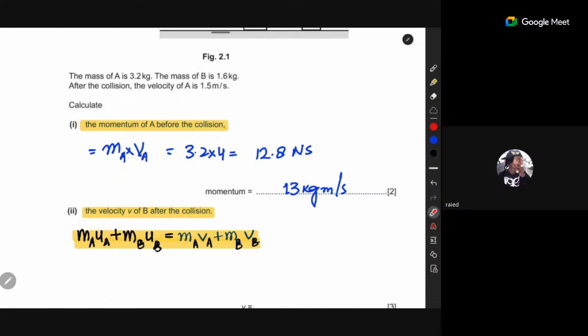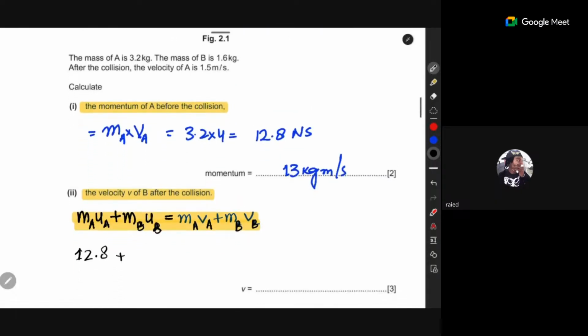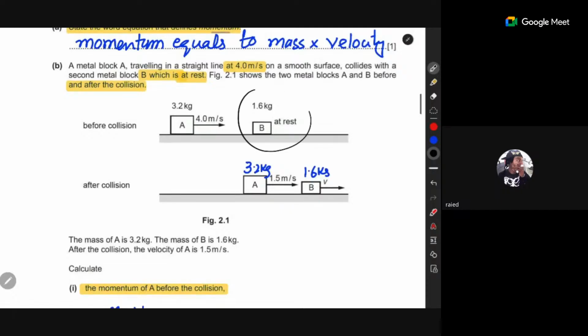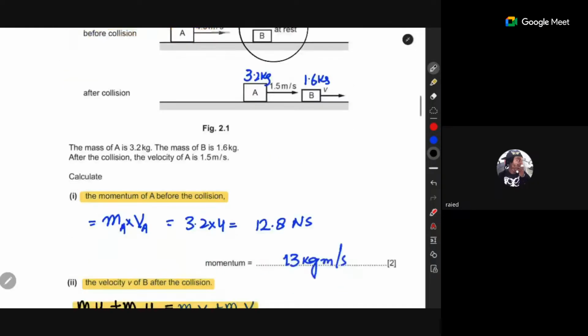This entire thing you have calculated. What is that? 13. So you will write 12.8 instead of 13, because this 13 is basically the answer to be represented, but the actual value was 12.8. Plus, what will be the momentum of block B? Zero. Very good, because it is at rest. Check this one out. It is at rest, so its momentum is equal to zero. You got the point?